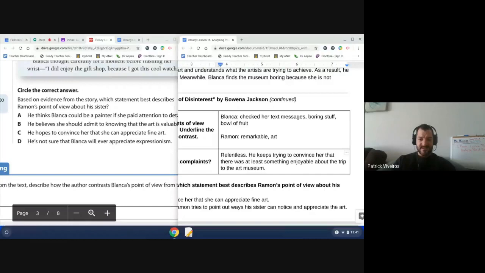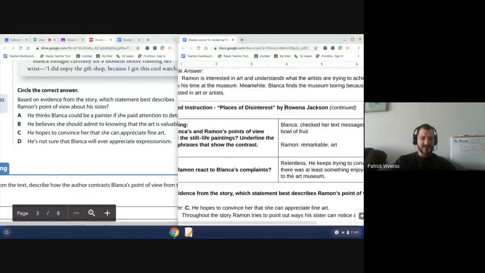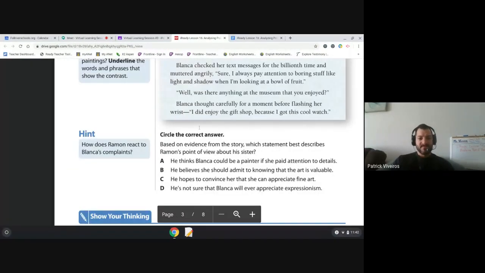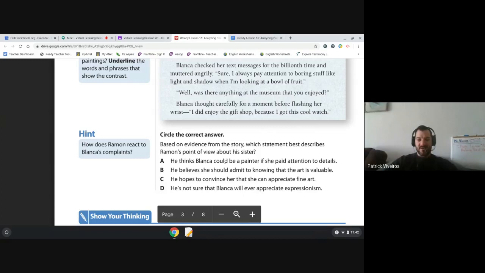Okay, so I'm going to stop for a second and we're going to review this question here, which associates with part 3 of our lesson. Okay, so part 3 wants us to answer this question. It says, based on evidence from the story, which statement best describes Ramon's point of view about his sister? So which statement would describe his point of view or his attitude about his sister during this time? So I'm going to start with the first one.